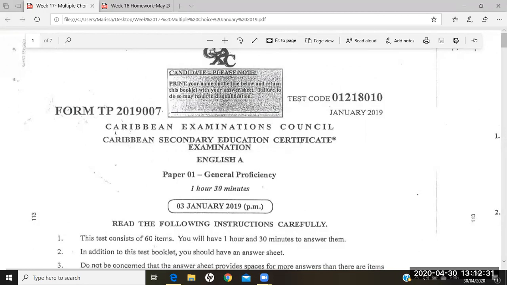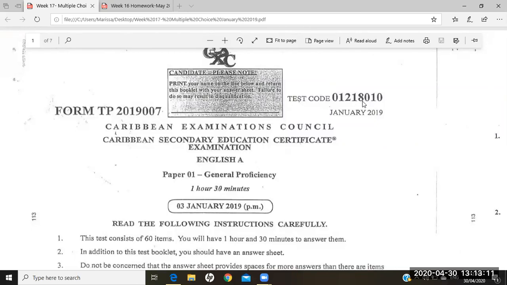So I did give you all the May 2018 paper to complete for homework, and I will be correcting that paper during the last hour of class. As you can see on my screen, we will be looking at the January 2019 paper today. The paper has 60 multiple choice questions, and you are required to choose the best option. The time limit for the paper is that you only have 1 hour and a half to complete the paper, okay?